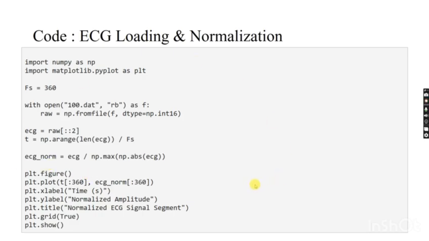This step ensures that the ECG signals are correctly loaded and converts raw data into usable signals, and for sure, normalization improves the feature extraction and model performance, and the visualization helps us to verify signal quality before further processing.